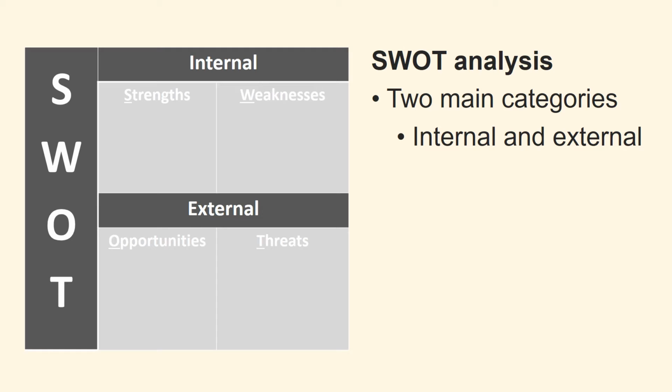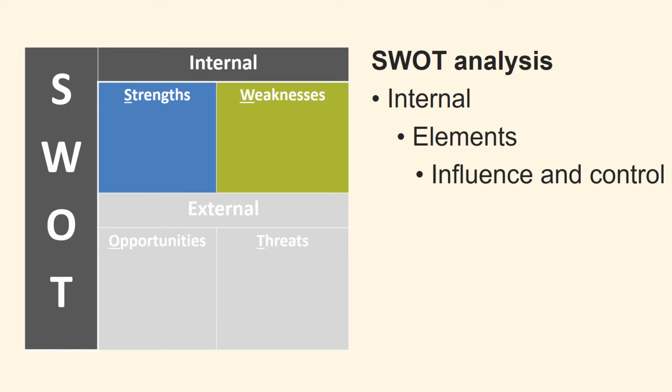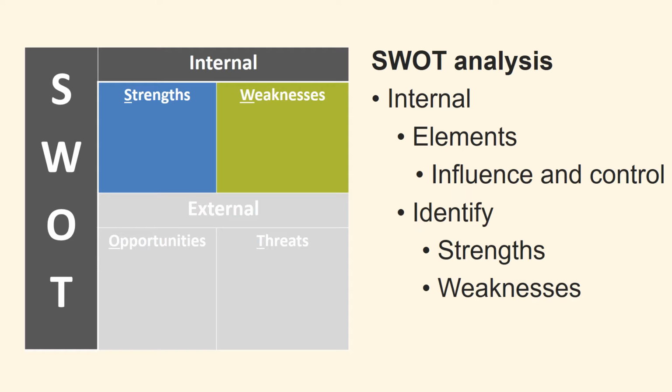A SWOT analysis is depicted as a square divided into 4 quadrants and has 2 main categories, internal and external. The company's internal environment is the grouping of human, economic and physical elements where you can exert great influence and control. In this environment, it is possible to identify the strengths and the weaknesses that a company has in comparison to its current or potential competitors.